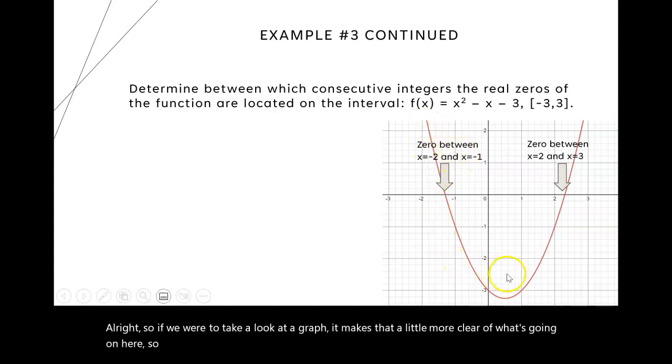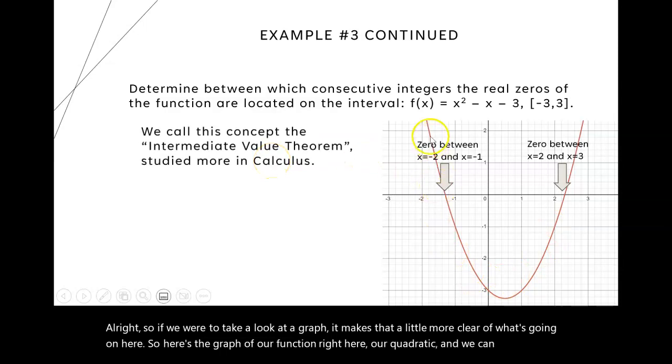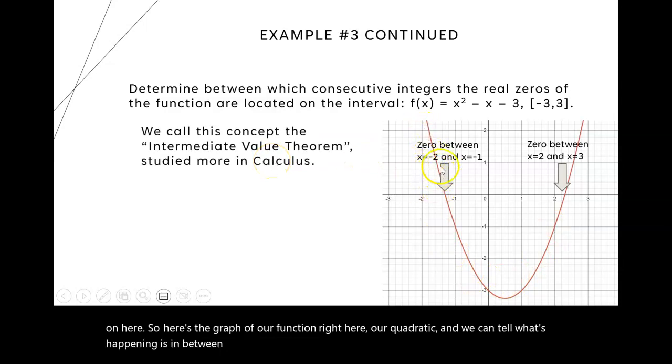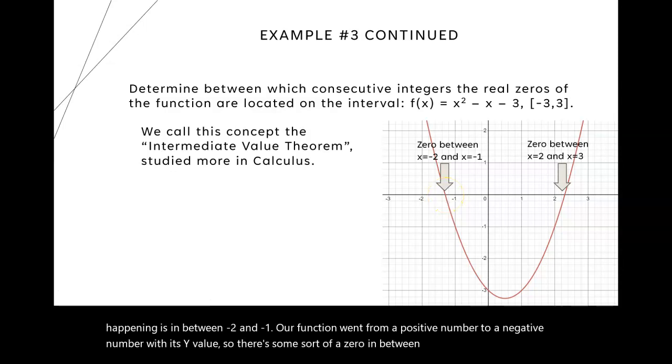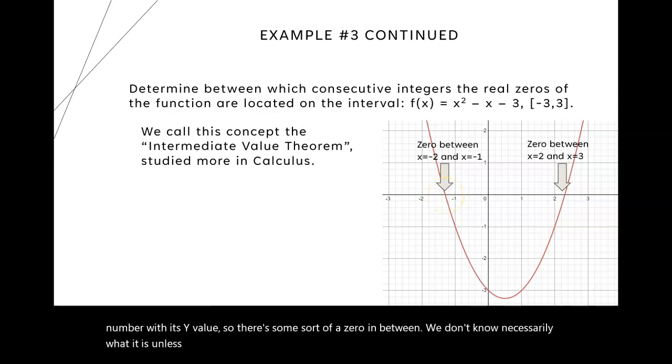So here's the graph of our function right here, our quadratic. And we can tell what's happening is in between -2 and -1, our function went from a positive number to a negative number with its y value. So there's some sort of a 0 in between. We don't know necessarily what it is unless we did something like the quadratic formula, but this is a quick and easy way to see where our zeros might be.